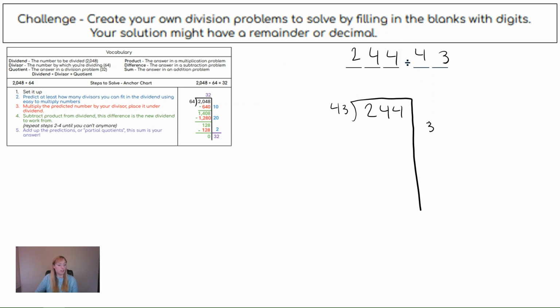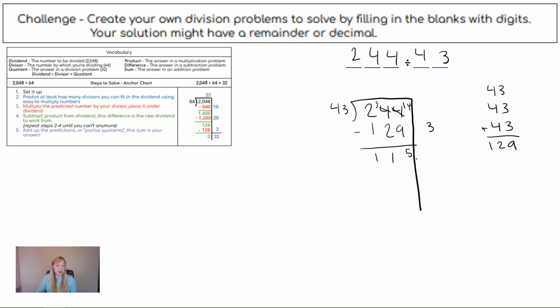Step 3, multiply my prediction 3 by my divisor, 43. 3 times 43. I'm just going to add 43 3 times to make sure. All right, that will give me 129. That is my product. 3 times 43 is 129. Now step 4, subtract. This will leave me with 5. This will leave me with 1. And this will also leave me with 1. All right, leaving me with 115 left to work from.